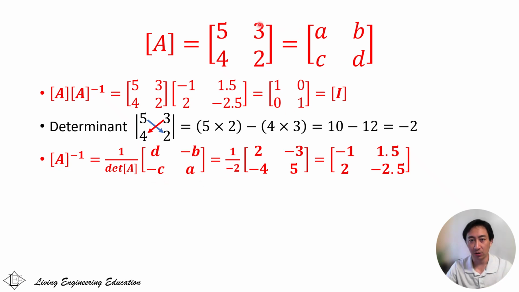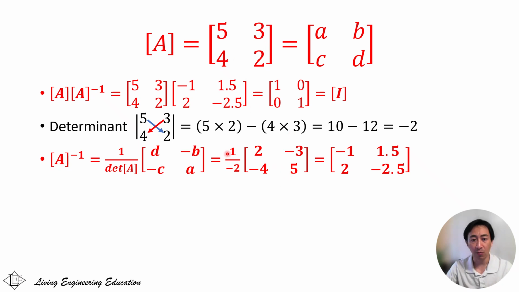So if I look at our specific example here, I would have 1 over my determinant, which is -2, so 1 over -2, times the matrix where I swap my left diagonal, so 5 and 2 swap, so I have 2 and 5, and then the signs for the other diagonal are changed. So +3 here becomes -3 here, +4 here becomes -4 here.